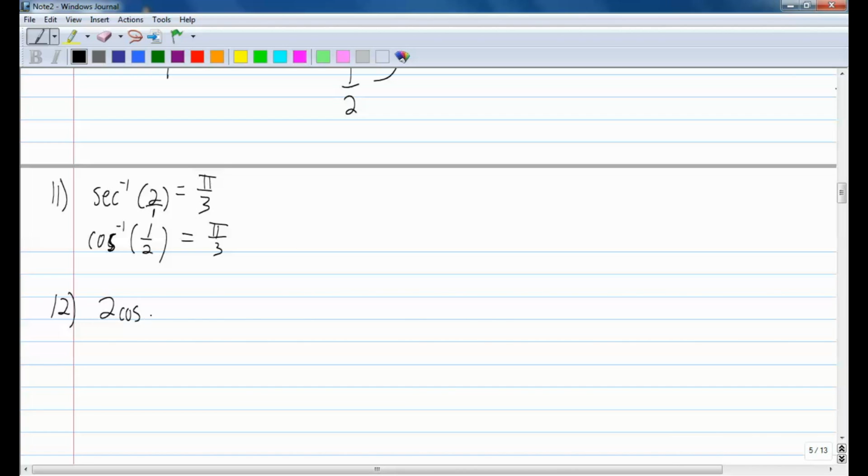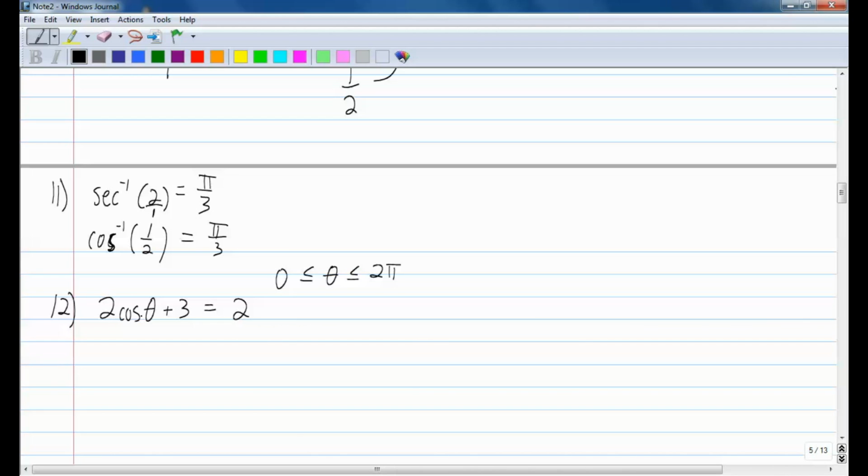Number 12 is 2 cosine theta plus 3 equals 2. And the directions say that theta needs to be greater than or equal to 0 and less than 2 pi. Now remember, we don't use the same rules when we solve trig equations as we do with inverses. Because when we solve this equation, we're going to solve for cosine. And it's not going to be inverse cosine of something, it's going to be the cosine.